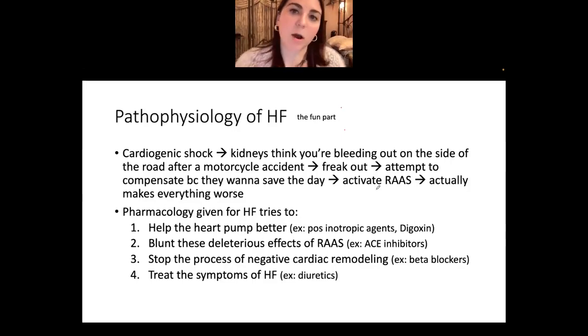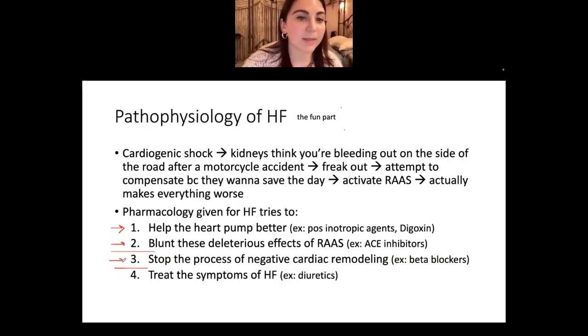So when we talk about heart failure pharm, all the pharm given is either going to help the heart pump better, something like a positive inotropic agent, digoxin, which we'll talk about; or stop RAAS in general, a good example of which is an ACE inhibitor; or stop the process of negative cardiac remodeling. Remember I was talking about cardiac remodeling. It's not good. You don't want the heart to remodel if it doesn't have to.